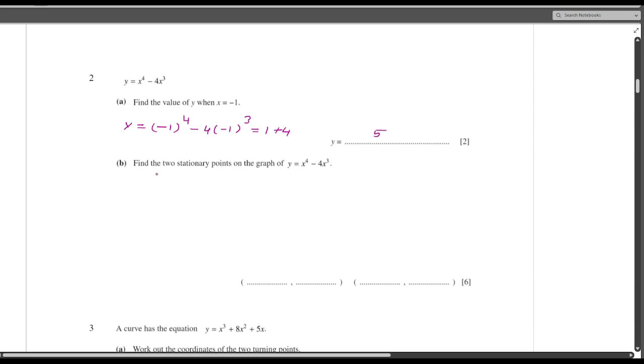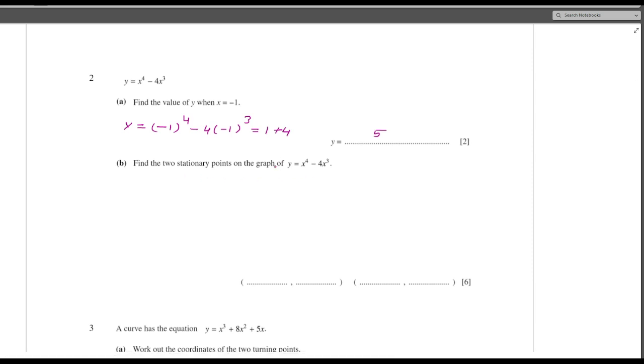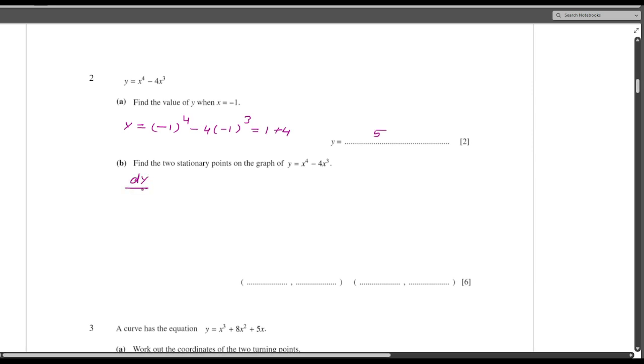B part is find the two stationary points on the graph y equal to x power 4 minus 4x cube. Now the condition for stationary point is that your gradient at stationary point will be 0. A stationary point is a point where you get maximum or minimum value for y. So what we will do, we will find dy by dx over here.